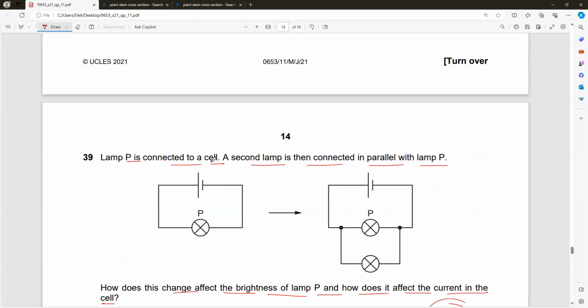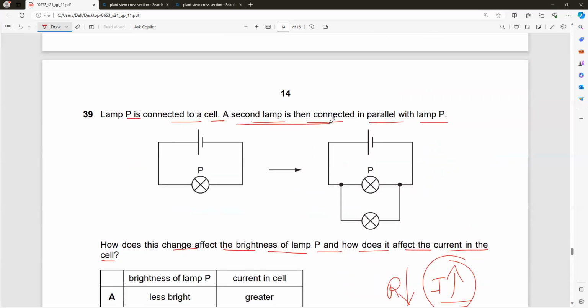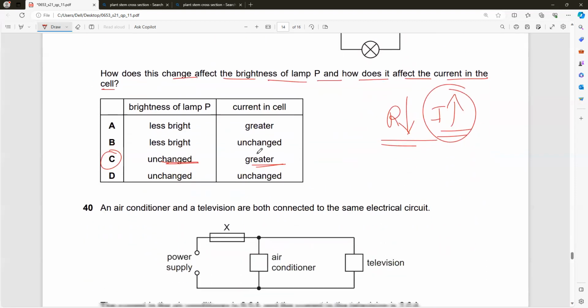So lamp P is connected to a cell. A second lamp is then connected in parallel with the lamp P. So that is what happens.